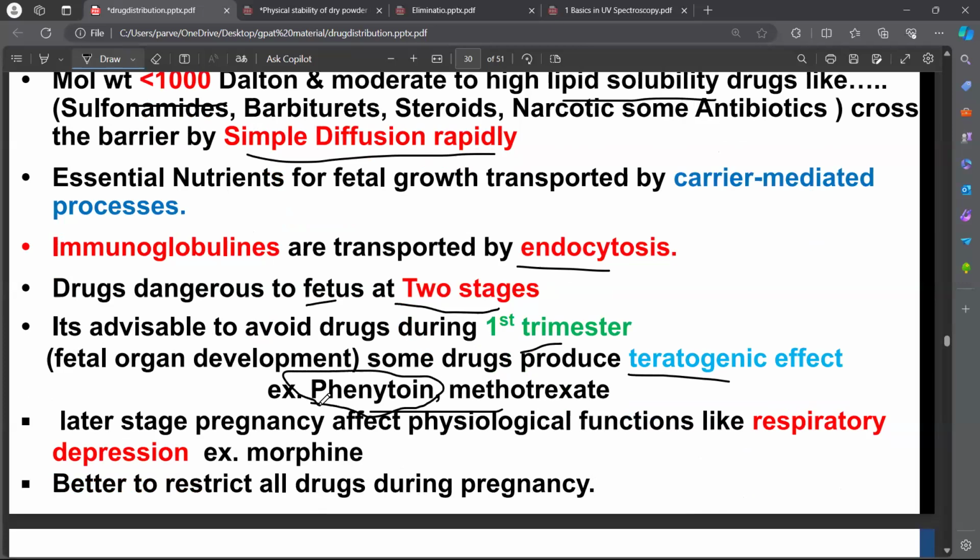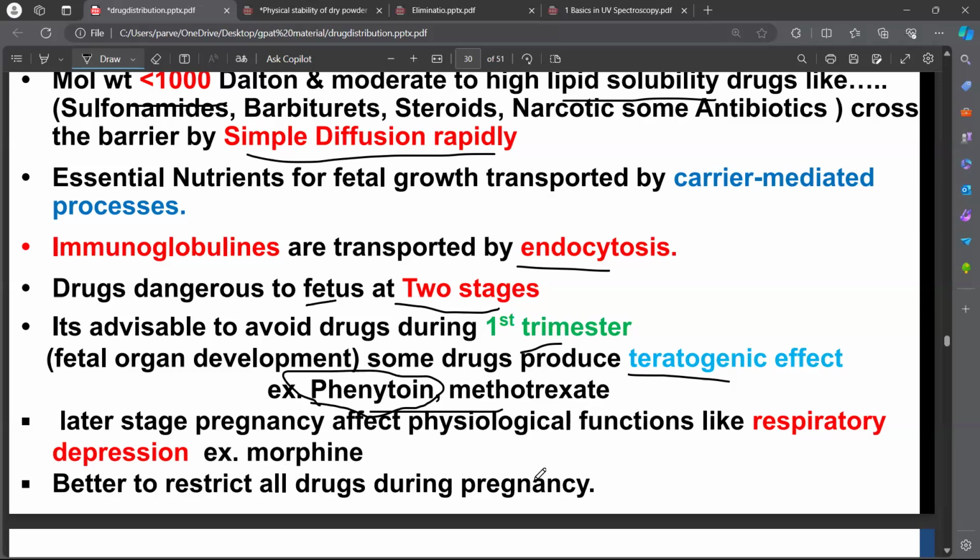Guys, can you remember what phenytoin, when administered to a pregnant woman, causes to the fetus? Come on, guys, you have to recall your pharmacological adverse effect or the teratogenic effect. What does phenytoin cause to the fetus when it is administered? I think you guys are able to recall it. Fetal hydantoin syndrome. Great, great, guys, great.